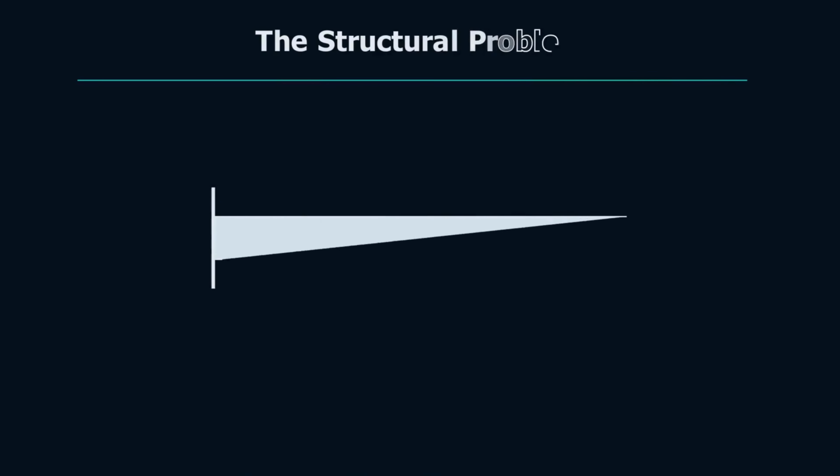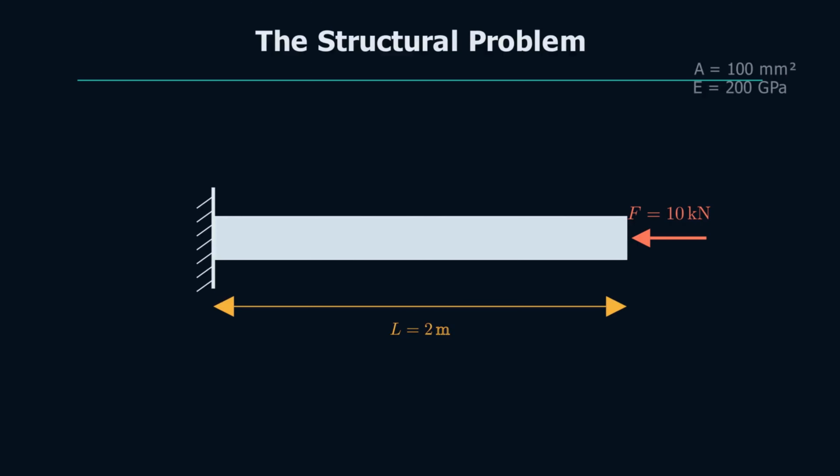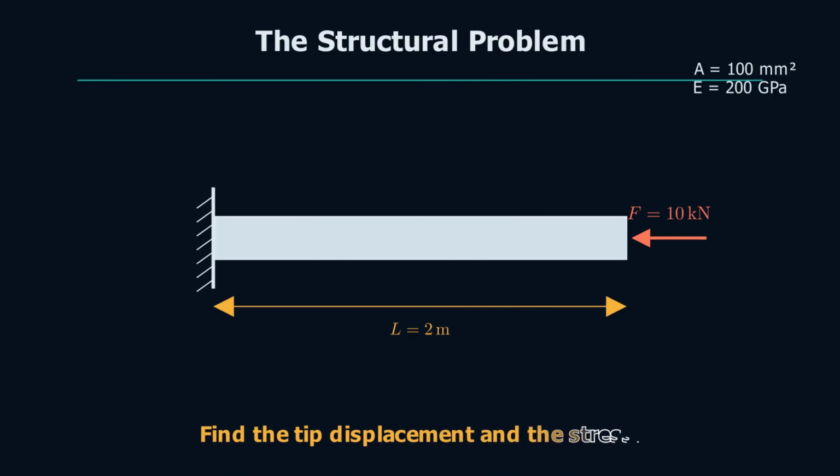Let's begin with a simple structural problem. We have a 2-meter-long steel bar, with a cross-sectional area of 100 square millimeters and a Young's modulus of 200 gigapascals. The left end is fixed, and a 10 kilonewton tensile force is applied at the right end. Our objective is straightforward: find how much the right end moves, and determine the stress in the bar.